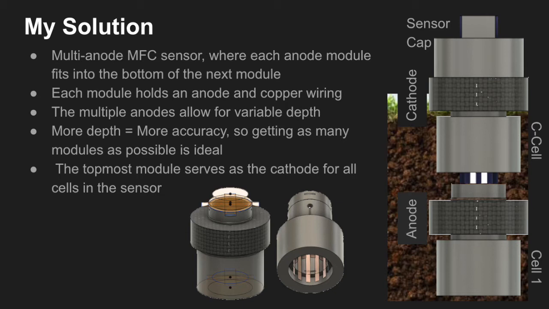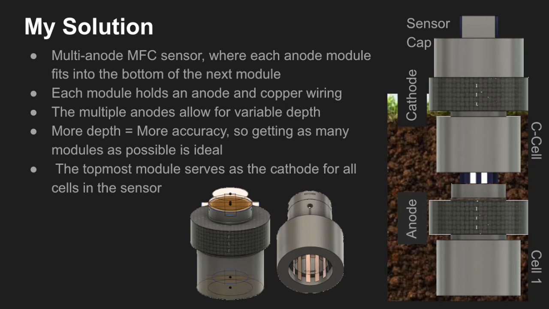One important aspect of my design is that it is modular, to allow the user to change the depth of the sensor to better match the depth of the topsoil at the specific point they're measuring. This allows the user to get the most accuracy, as more depth means being able to fit more modules and getting more data readings per sensor, giving a more accurate overall estimation of the soil EC.